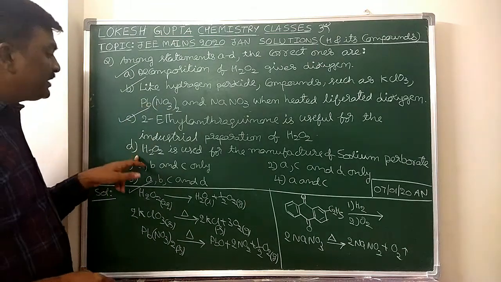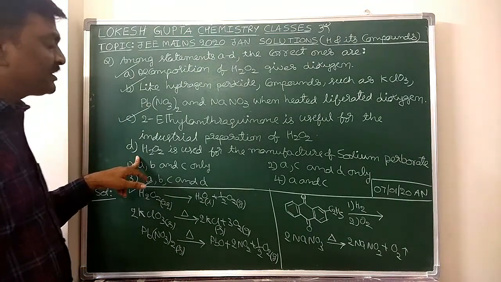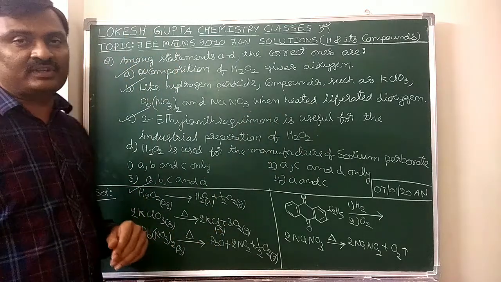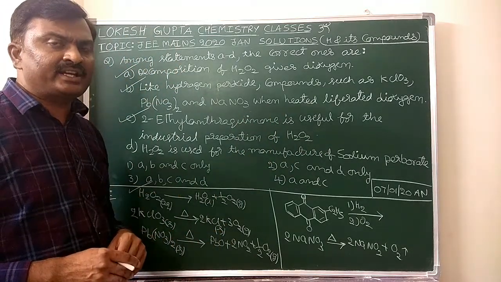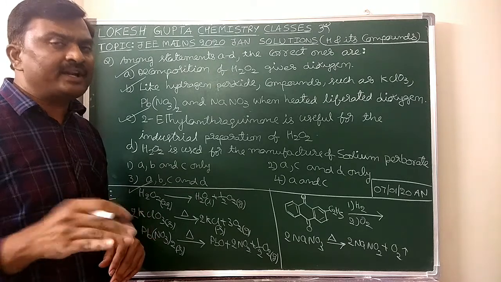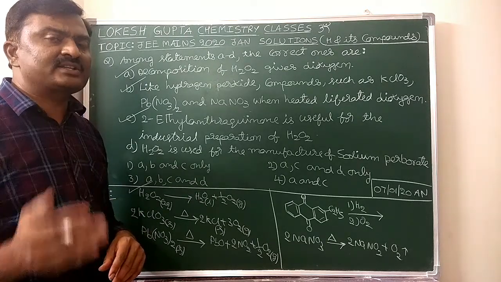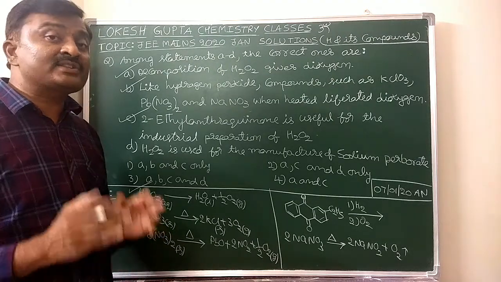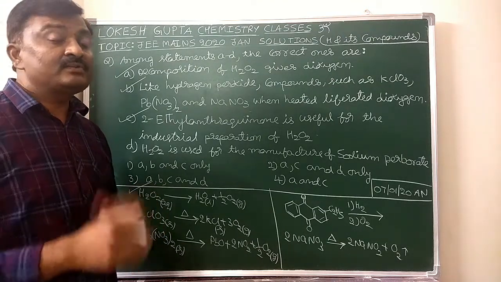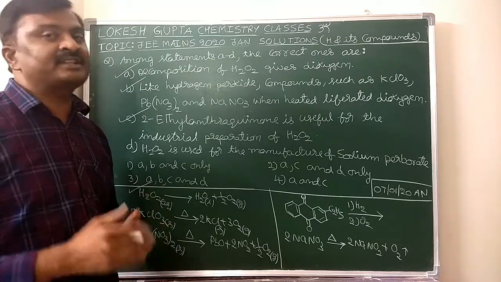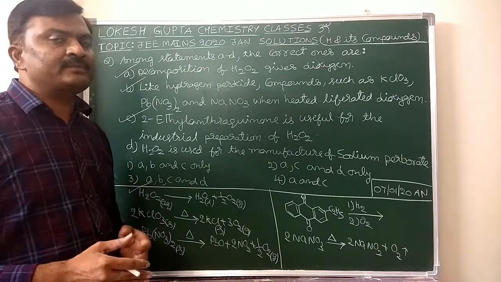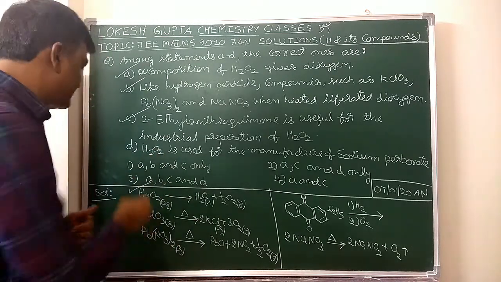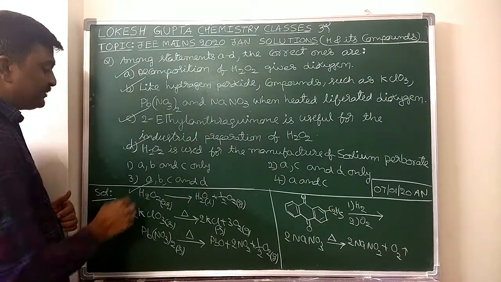Next, hydrogen peroxide is used for the manufacturing of sodium perborate. Correct only. Boric acid on reaction with sodium hydroperoxide, or otherwise hydrogen peroxide plus NaOH base, then you will get sodium peroxoborate, which is used as a brightener in the detergents. So in the sodium peroxoborate preparation also, we use hydrogen peroxide. So all the 4 statements are correct.